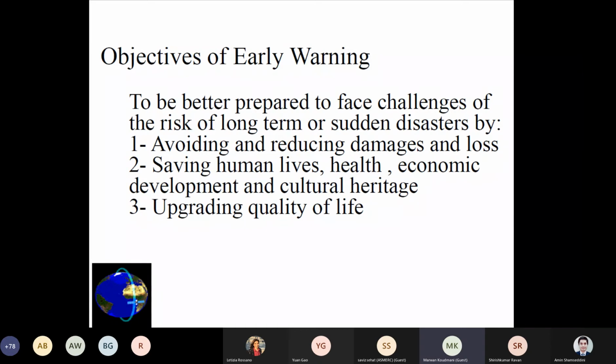Objectives are early warning, also to be better prepared to face the challenges of the risk of long-term or sudden disaster by avoiding and reducing damage and loss, saving human lives, health, economic development, and cultural heritage, upgrading the quality of life.